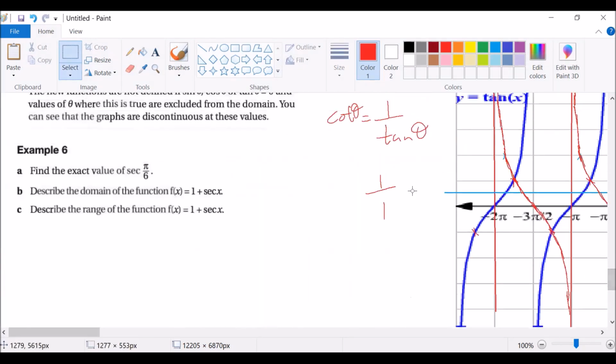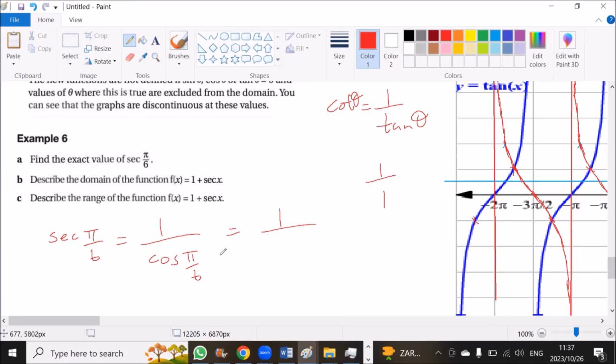Now that we've managed to sketch the graphs, let's look at the questions. Find the exact value of sec pi over 6. Sec pi over 6 is equal to 1 over cos pi over 6. Pi over 6 is 30 degrees. Cos of 30 is root 3 over 2. This will give us 1 times 2 over root 3.